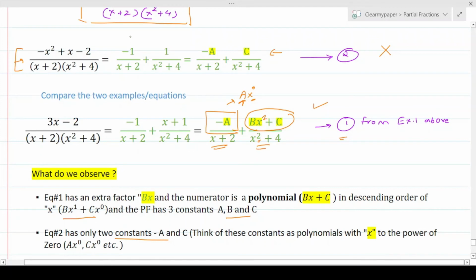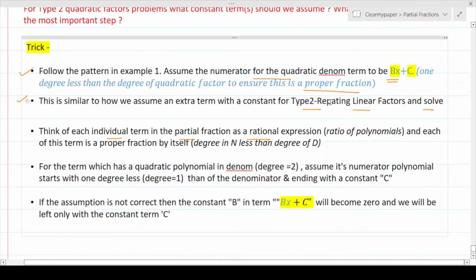These are terms here. These are terms, right? Think of each of these terms as a rational expression by itself, where you have a polynomial in the numerator and a polynomial in the denominator, and overall it's a proper fraction because the degree of the denominator is greater than the degree of the numerator. So get that concept here. The same thing that I'm repeating here.